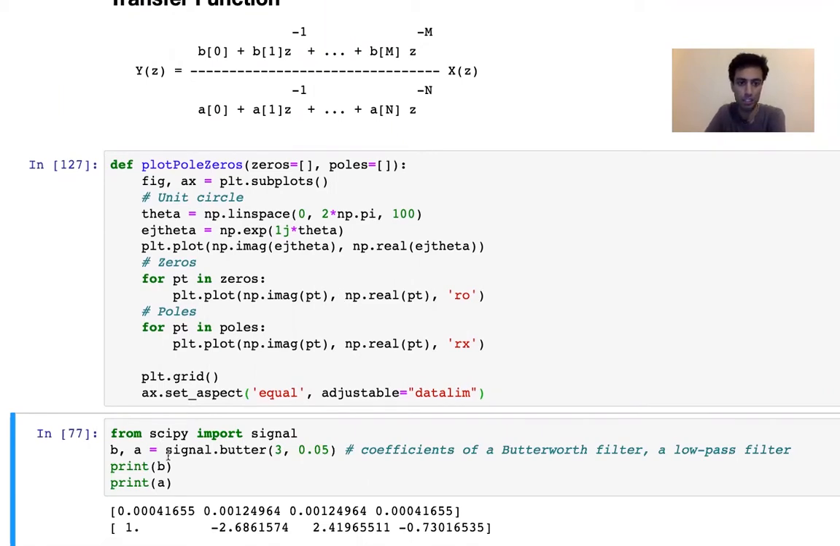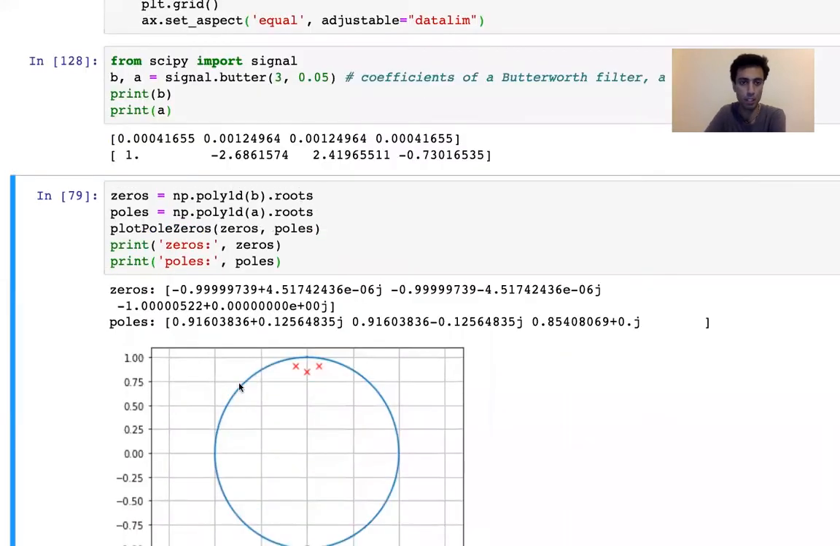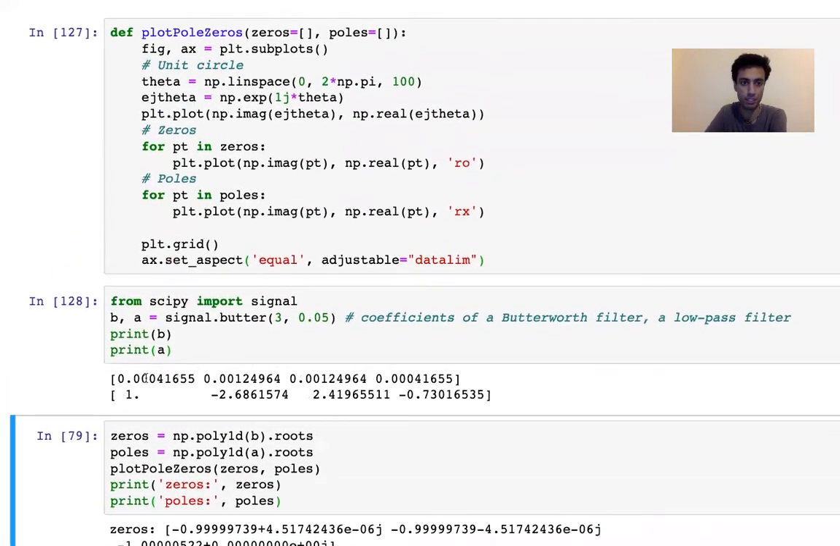Okay, so now I want to test this function with a simple transfer function. What I'm using here is a Butterworth filter. So 3, 0.05 are coefficients of the Butterworth filter. It's a low pass filter, and this function will return b comma a. B are the numerator coefficients, a are the denominator coefficients. And if I print b comma a, it gives me this, right? These are the coefficients of the numerator, coefficients of the denominator. So that's it.